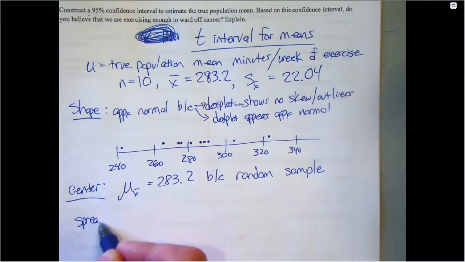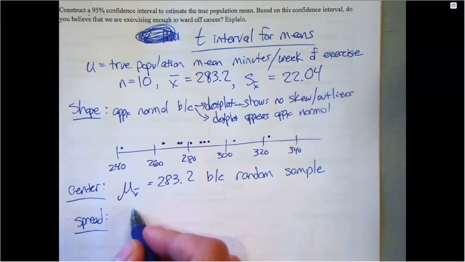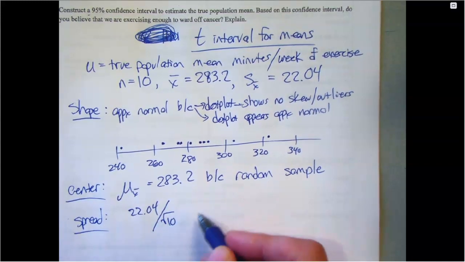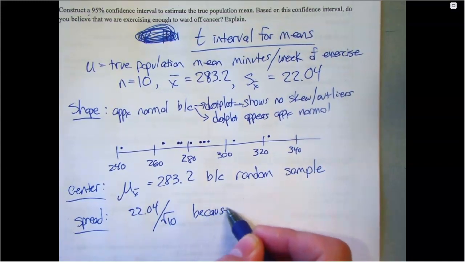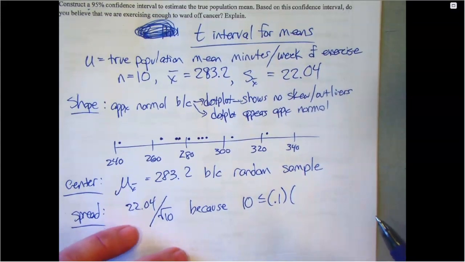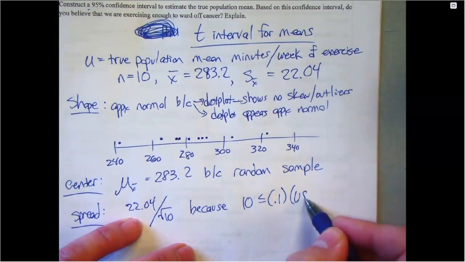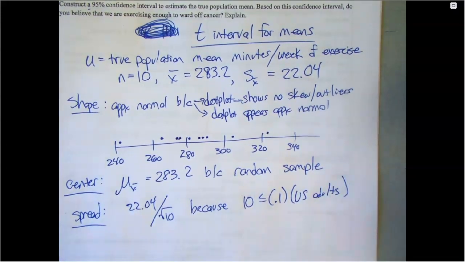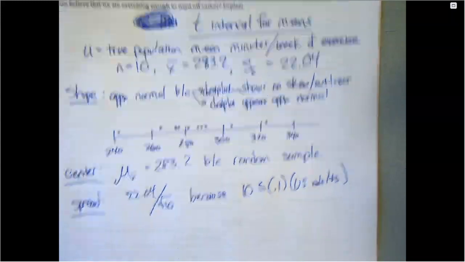Spread is going to be 22.04 divided by the square root of 10, because 10 is less than 0.1 of U.S. adults, or there are more than 100 U.S. adults.